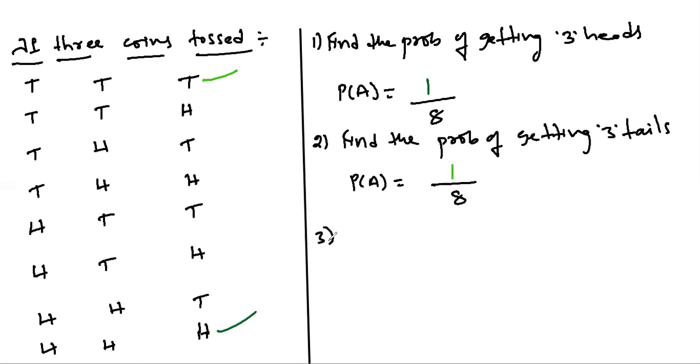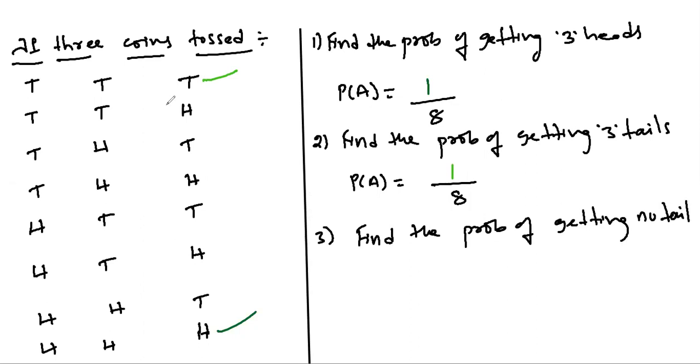Next. Find the probability of getting no tail. No tail means tail should not be there. Here tail is there, tail is there, tail is there, tail is there, everywhere tail is there except here. So P of A is equal to 1 by 8.